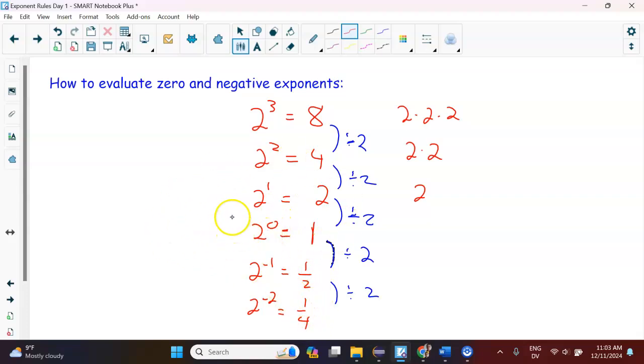Okay, so it's kind of weird, but for the notes, you can write that any base to the 0 power is always 1. You'd think it'd be 0, but it's actually 1. So this is my best attempt to explain that. So here's your 0 exponent rule.